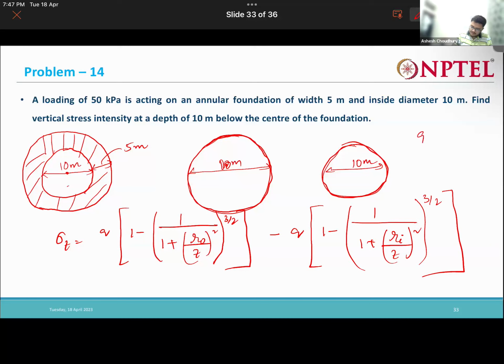Okay, my q is 50 kPa, r outer is 10 meter, the radius of the outer, r inner is 5 meter. And what is my z? Z is 10 meter, the depth parameter, right? So please put all the values and find out the sigma. R naught we have, r inner we have, z we have, all the values we have. We can just calculate.